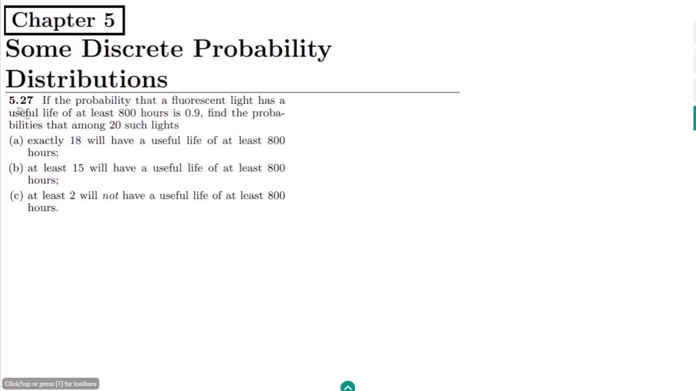Welcome back, guys. This is question 5.27, and the statement of this question is: if the probability that a fluorescent light has a useful life of at least 800 hours is 0.9, find the probabilities that among 20 such lights, part A, exactly 18 will have a useful life of at least 800 hours; B, at least 15 will have a useful life of at least 800 hours; and C, at least 2 will not have a useful life of at least 800 hours.